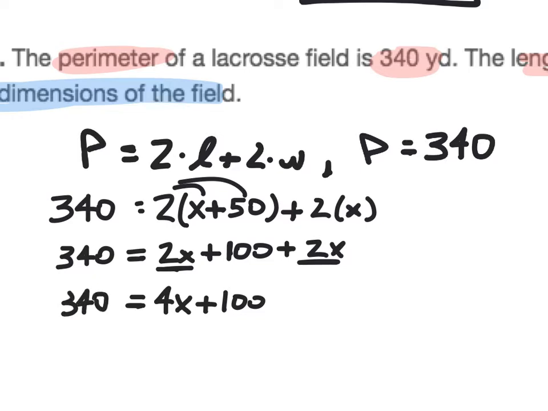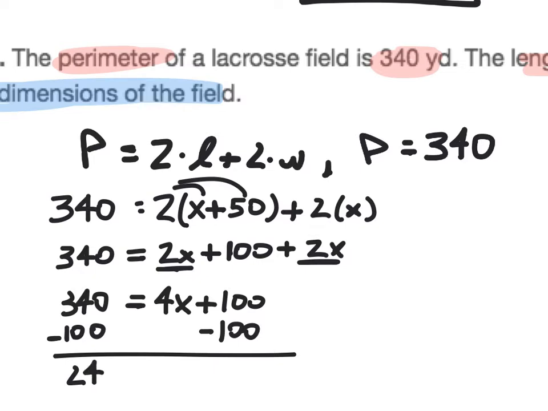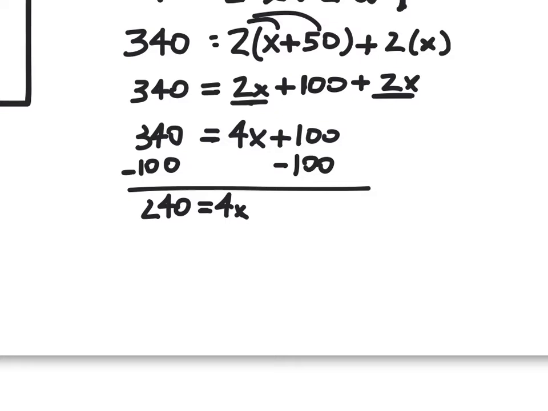Now I'm going to subtract 100 from both sides to solve for x. So minus 100, and that's going to give me 240 is equal to 4x. And so what I'm going to do here is divide both sides by 4. That's going to give me that x is equal to 60, and that's going to be 60 yards.